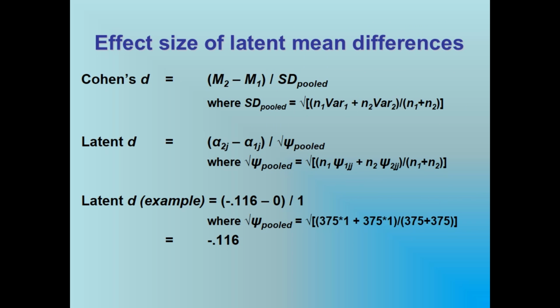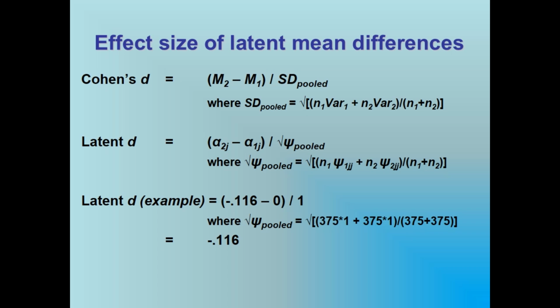As you may have learned in your past stat classes, your Cohen's d is computed by taking the difference between your two sample means and dividing that by your pooled standard deviation. So you're basically testing how far apart are those two means in standard deviation units. The exact same equation can be used for latent mean comparisons. For a latent d, or latent Cohen's d, you're basically comparing the difference between those two means, which in this case would be alpha 2j minus alpha 1j, and dividing it by your pooled standard deviation.